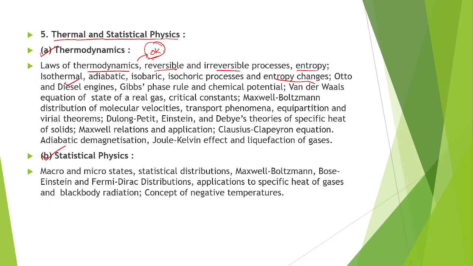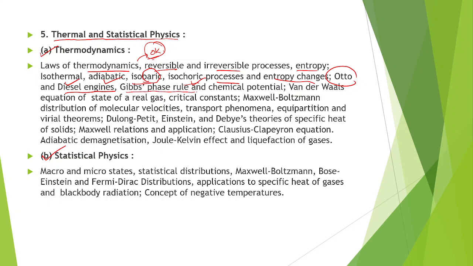We have isothermal, that is constant temperature, adiabatic, constant heat, isobaric. Bar means pressure; we have barometer from that bar, so that's the unit of pressure. So isobaric, and we have isochoric, that is constant volume processes. We have Otto and diesel engines.